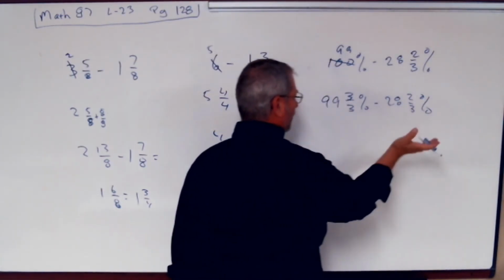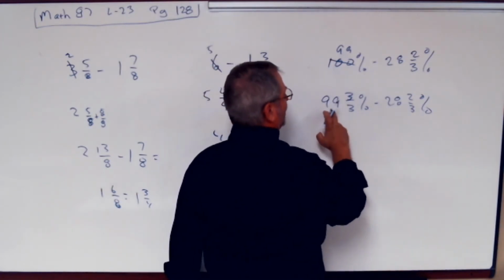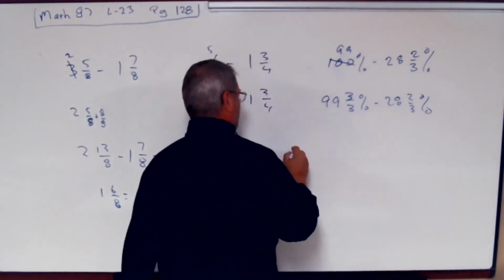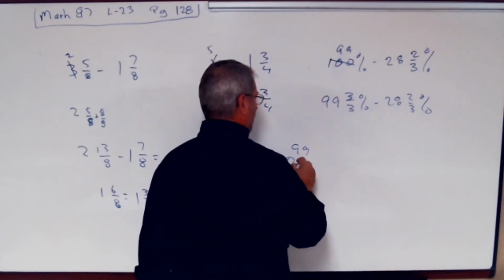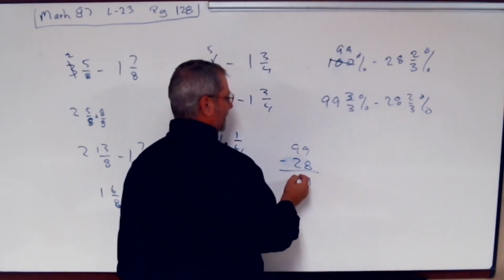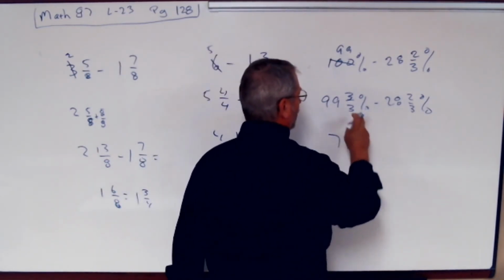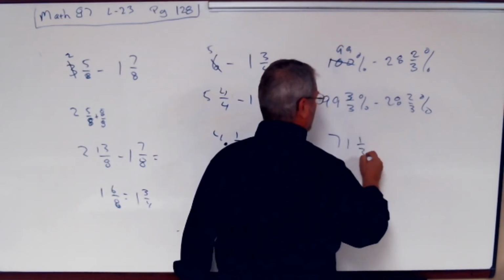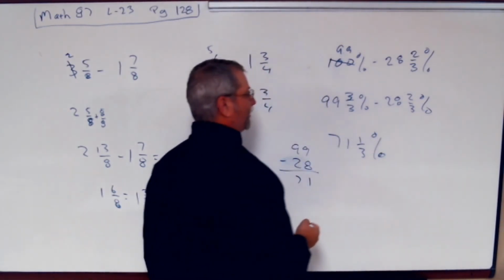Don't let the percent bother you in this. It makes no difference. 99 take away 28. Can't do that in my head. Wow. 28. Subtract. That's 1. That's 7. So I have 71, and 3 take away 2 is 1/3. And the percent just comes along for the ride.